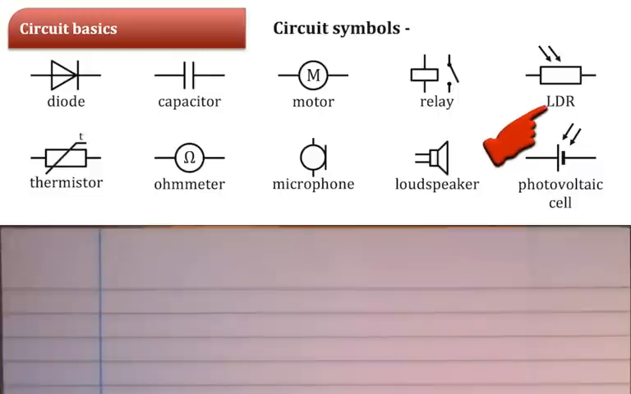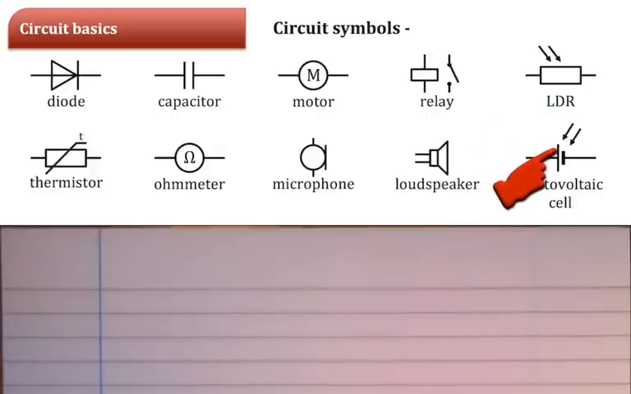So, LDR, that's obviously a light dependent resistor. Anything with arrows pointing in shows that, in this case, the resistance is going to change when you shine light on it. The arrows signify the light, and when you shine light on it, its resistance decreases.